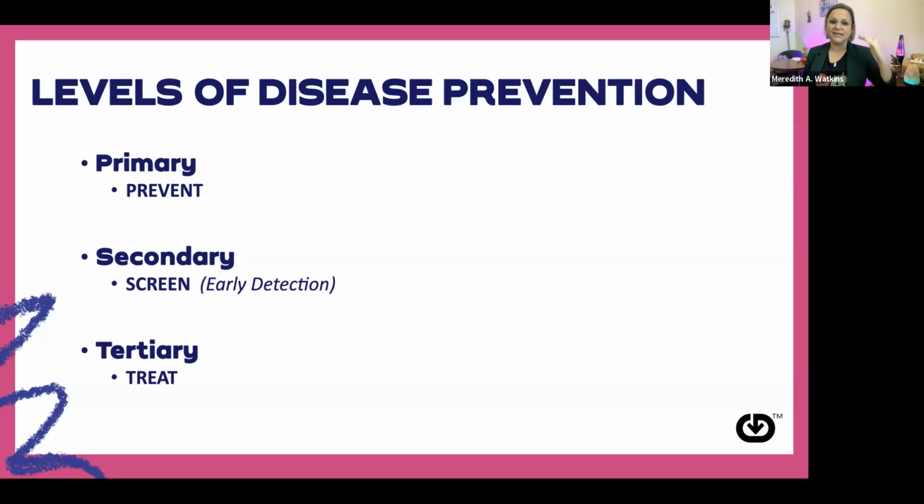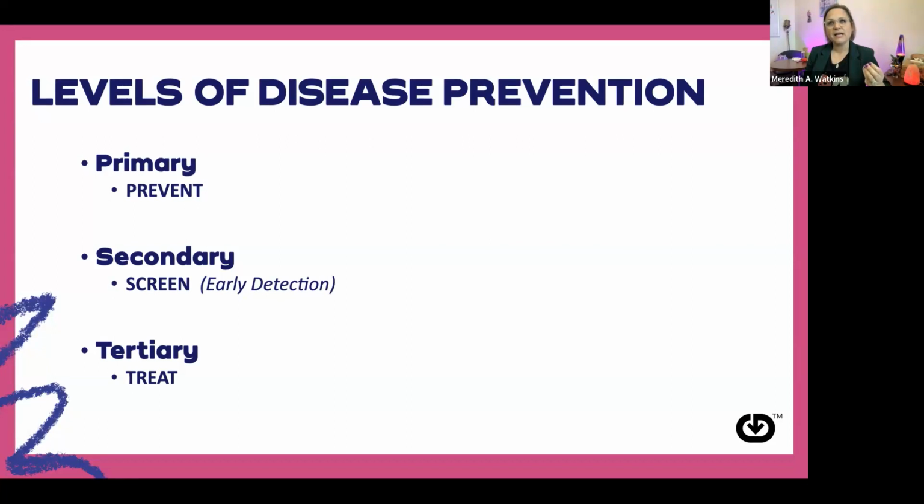I want you to write PST on your worksheet. Primary stands for prevention, P for prevent. This is where we take actions to prevent illnesses from ever happening in the first place. A prevention activity example would be getting your flu shot to prevent you from ever getting the flu in the first place.